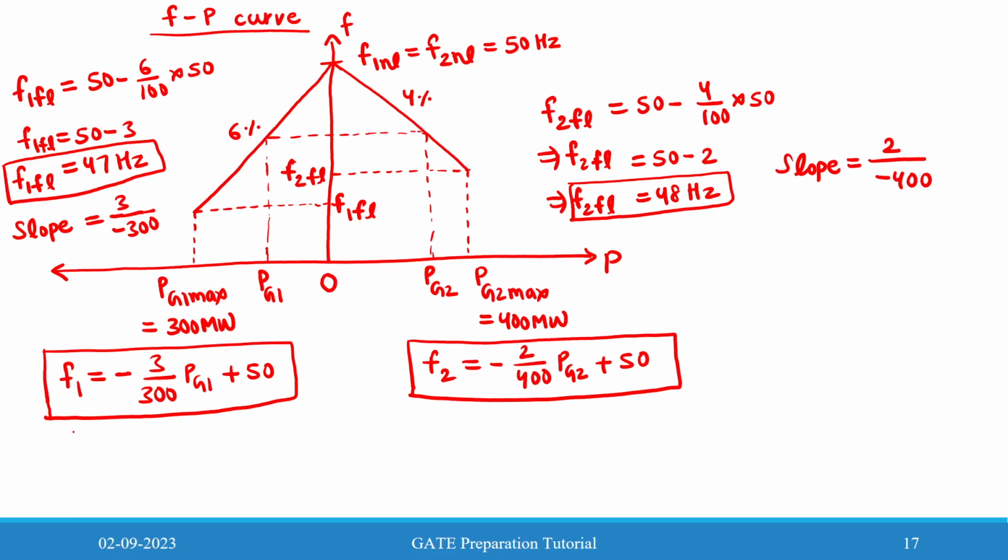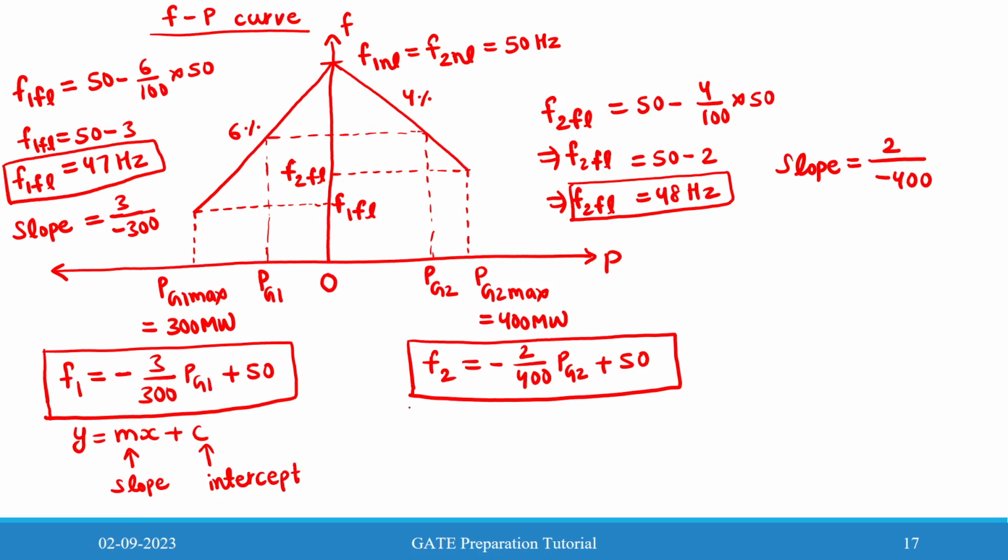So this expression comes from simple mathematics, y is equal to mx plus c. This is the slope and this is the intercept. The slope, sir, the slope of PG1 will be positive, sir. Both slopes are negative because the angle is more than 90 degrees. So that's why I have written them as negative.